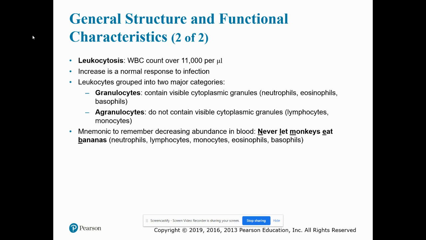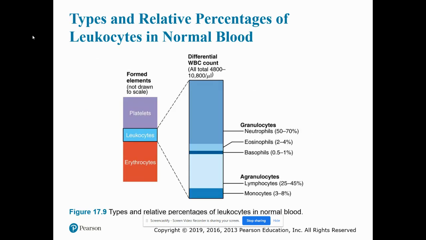And then somebody came up with a mnemonic to help you remember the abundance. It's decreasing in blood. So starting off with N, or never let monkeys eat bananas. The N would stand for neutrophils, so there's the most neutrophils and there are the least basophils. And that is what we see on this slide.